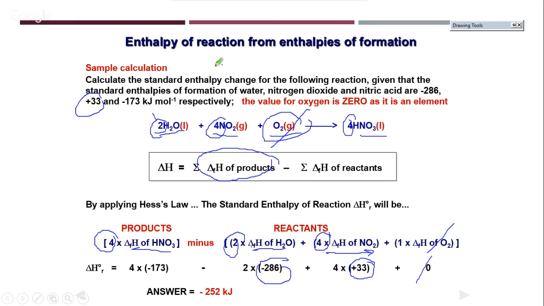And for H2O, it is negative, so I've substituted delta HF values as it is. In HNO3 also, it is negative, so I've substituted as it is. And once you solve this equation, you'll end up getting the final answer, which is nothing but minus 252 kilojoules.